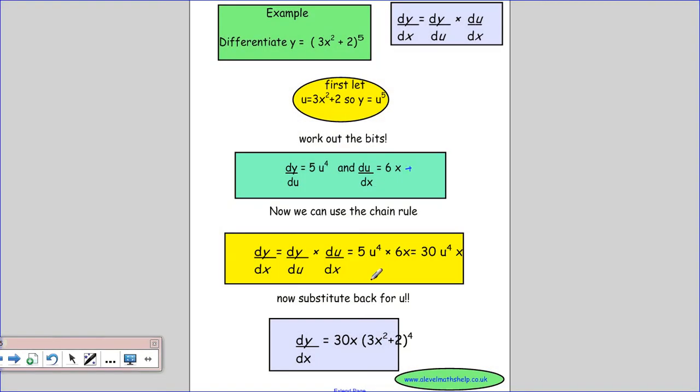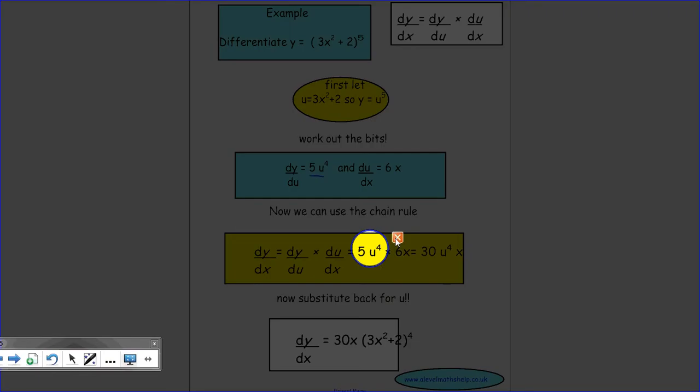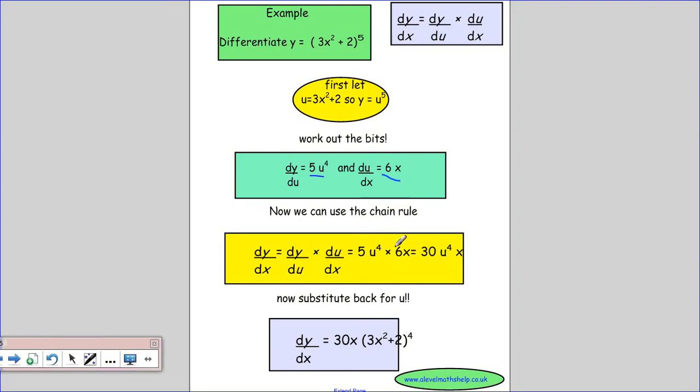And now we just put it together. So the dy by du is this bit, so we put that in here. And the du by dx is the 6x, so we put it in here. And then we just multiply it out, and this time we've got this extra x here.